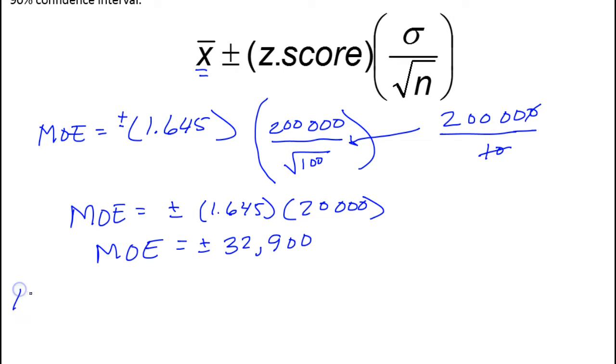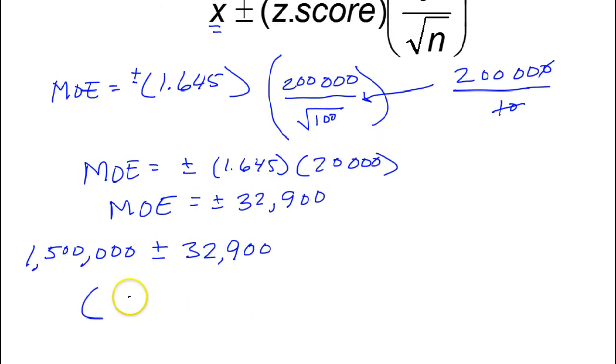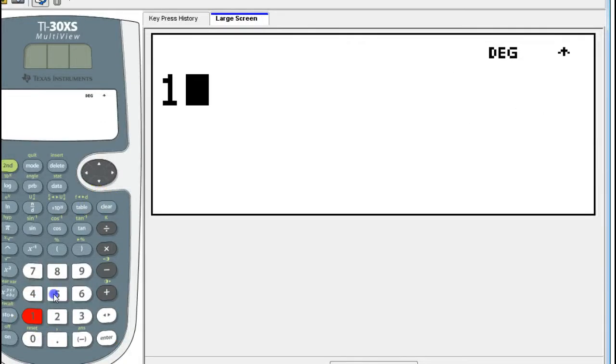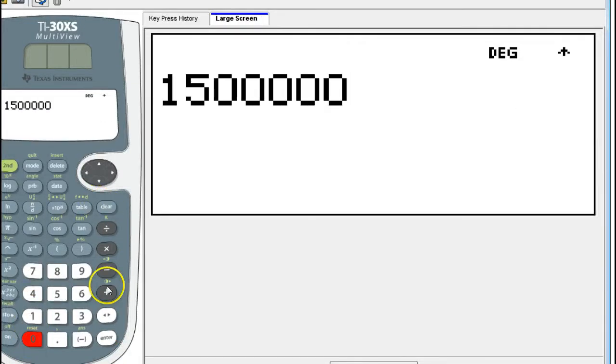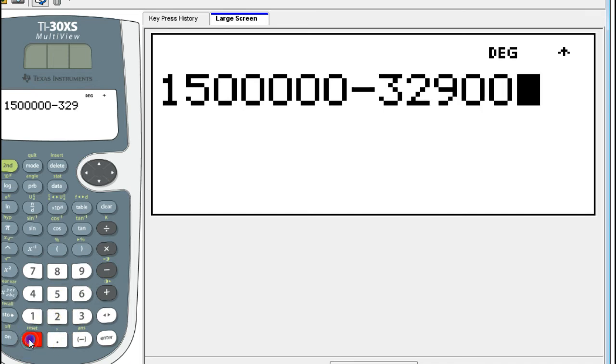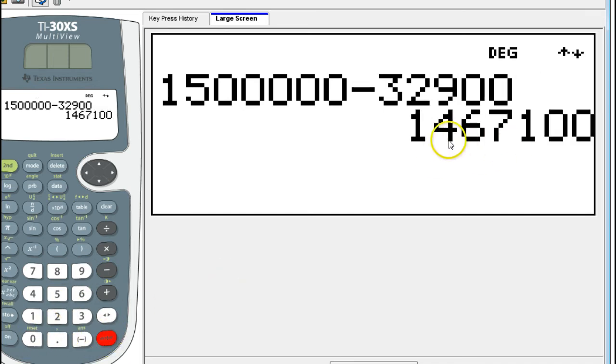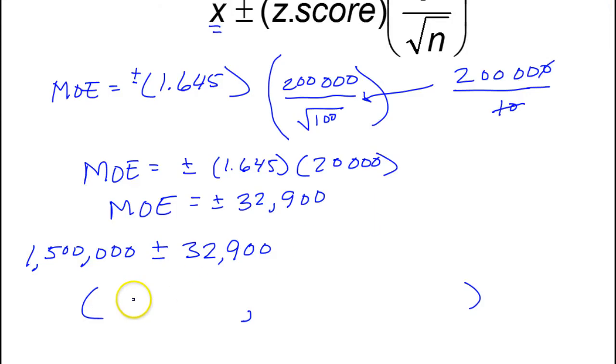So we're going to wind up doing 1,500,000 plus or minus this margin of error. And that will give us the confidence interval. The low will be obtained by subtracting, and the high will be obtained by adding. So if I do 1,500,000 minus 32,900, that will give us a low of 1,467,100.